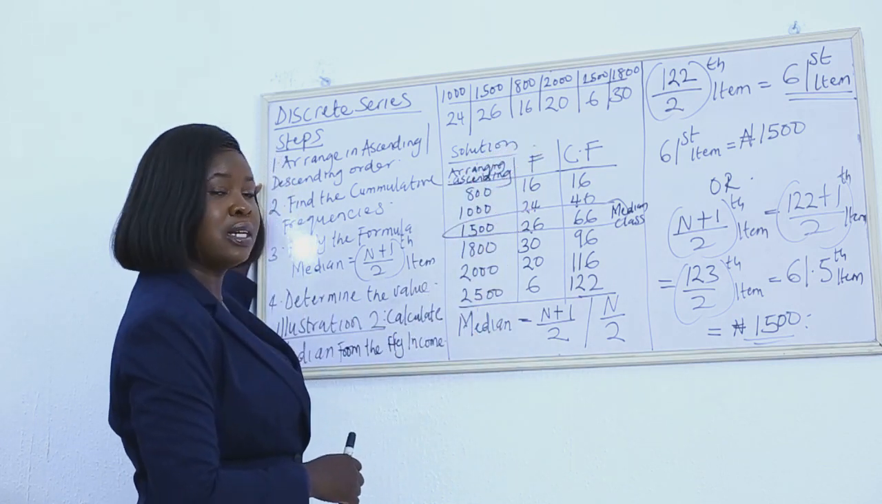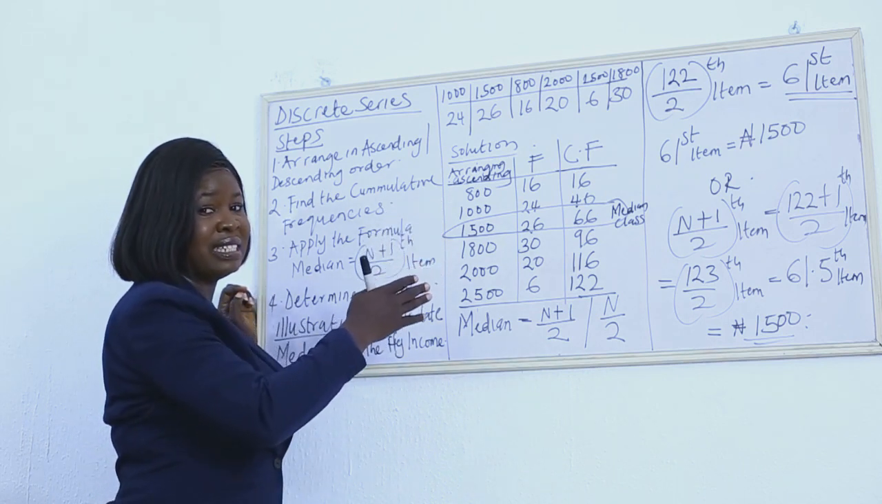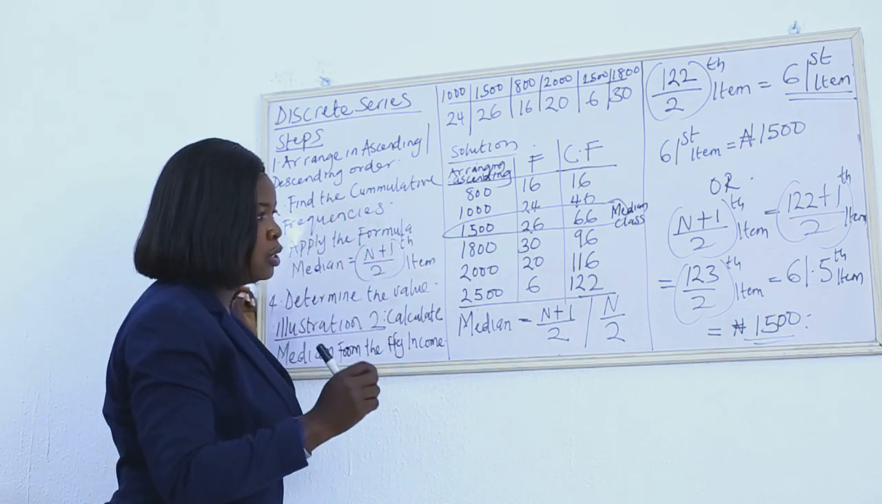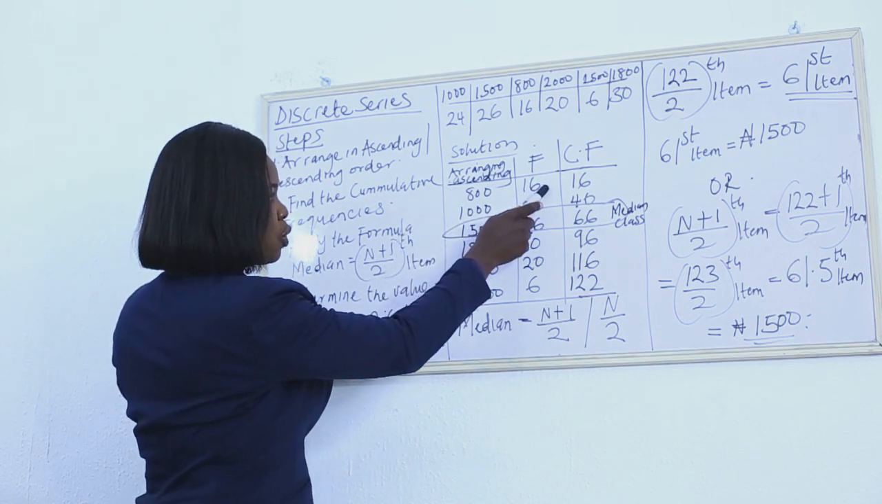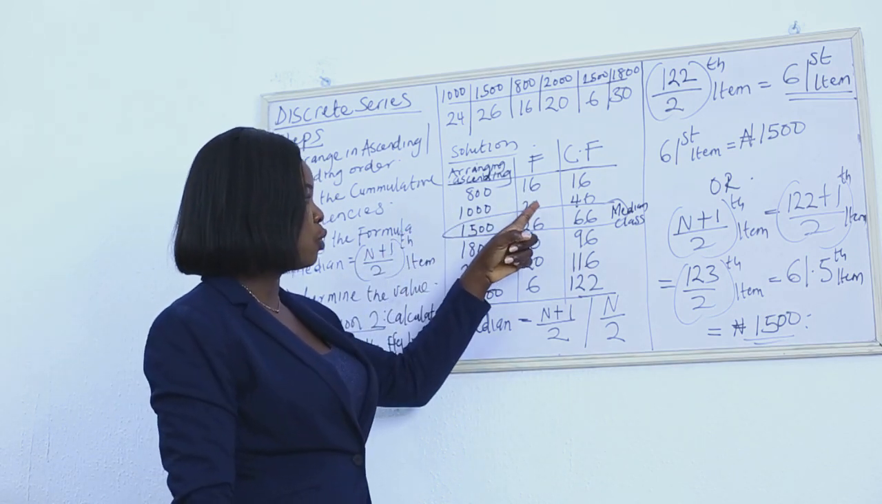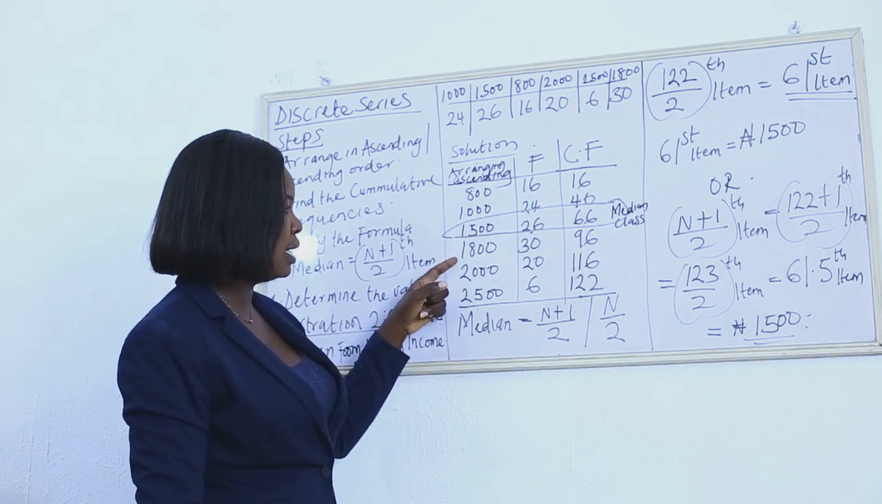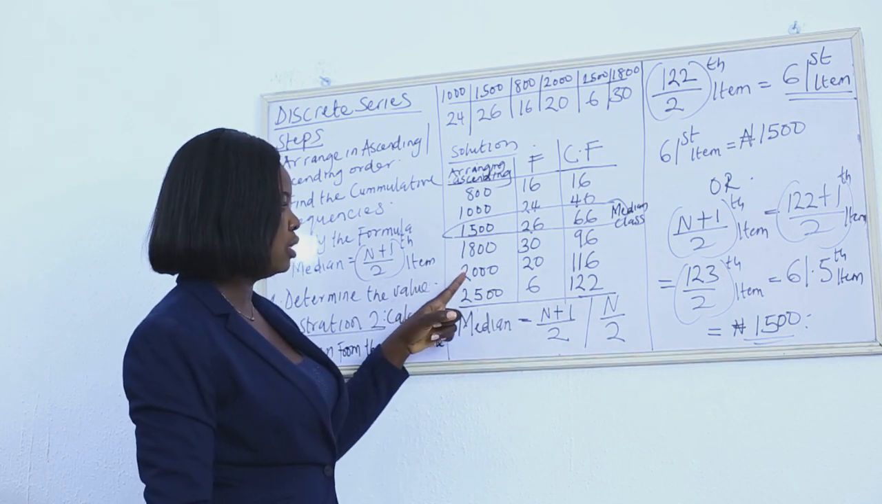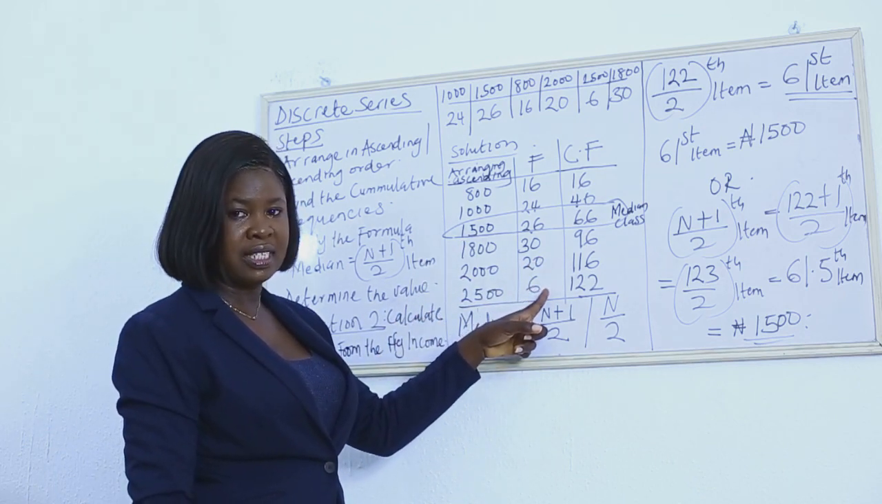And the first step says arrange in ascending or descending order. I'll try to arrange in an ascending order from the smallest to the biggest. So 800, the frequency is 16, 1,000, the frequency is 24, 1,500, the frequency is 26, 1,800, the frequency is 30, 2,000, the frequency is 20, then 2,500, the frequency is 6.